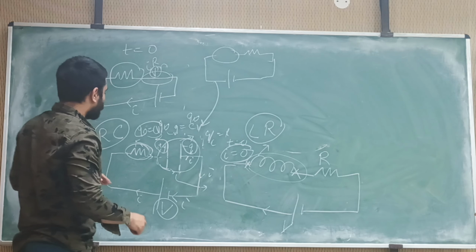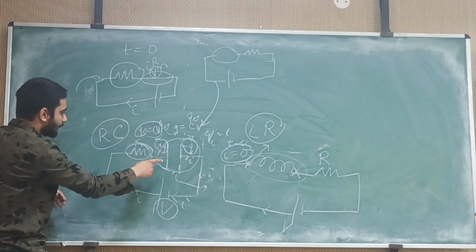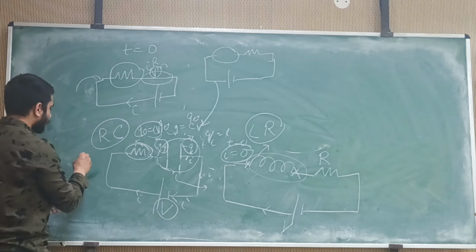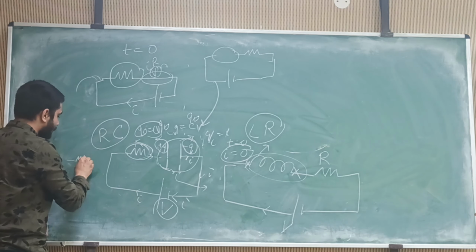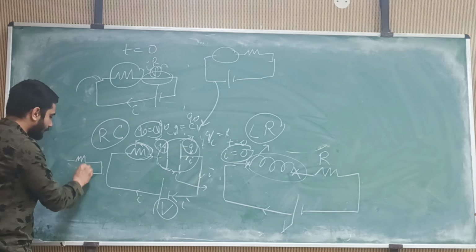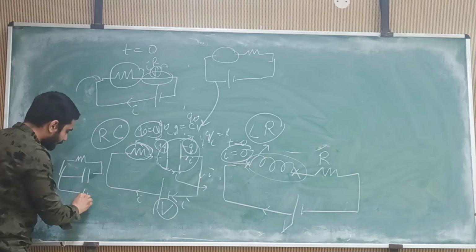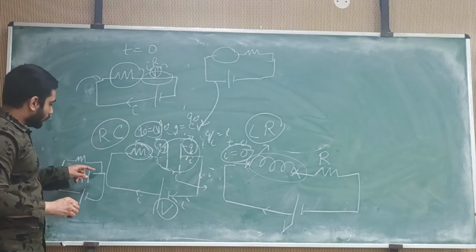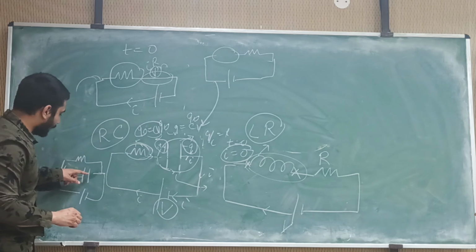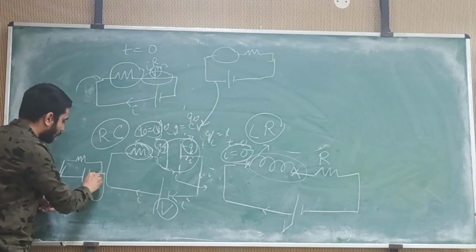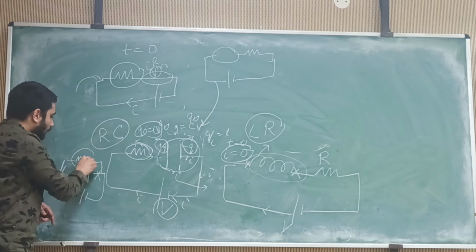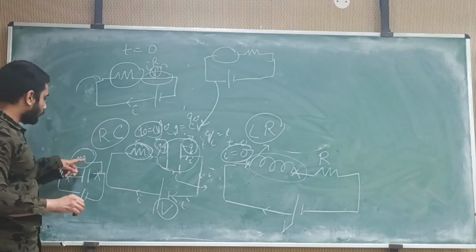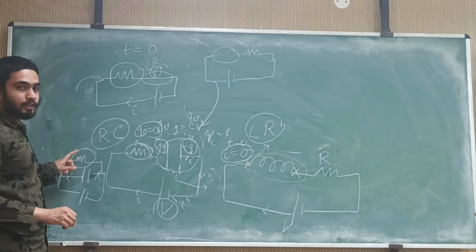But suppose that these are connected in parallel. Okay, so if they are connected in parallel, this resistance is here and this capacitance is here, and again the battery is here. So at time t equal to infinity, this is an open circuit. Okay, so the whole current I will be flowing through the resistor in the case of this parallel circuit.